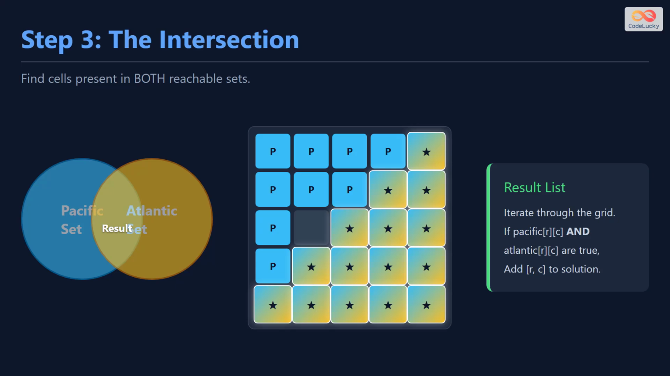Once we have finished both traversals, we simply look for the intersection. Any cell that was marked as reachable in both our Pacific traversal and our Atlantic traversal is our answer. These are the specific spots where water can flow to both oceans.